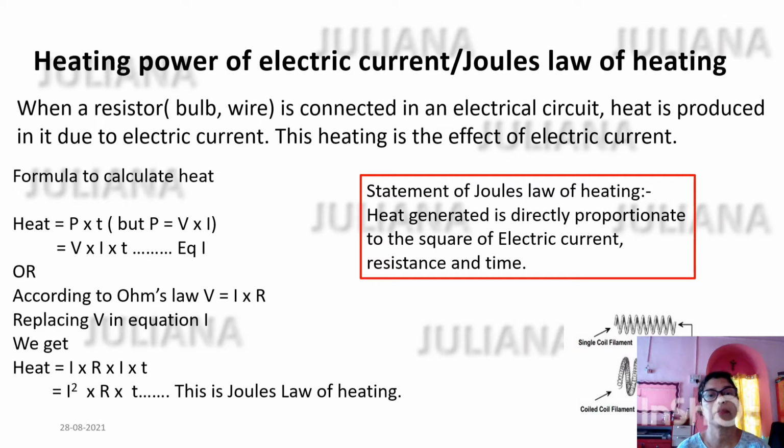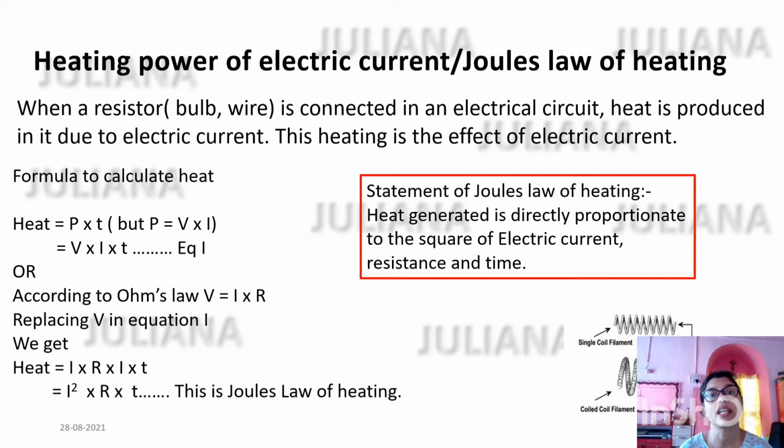Okay, so before we understand that, let us understand this heating power of electric current was noticed by Joule, and therefore it's called as the Joule's law of heating. So let's understand this Joule's law of heating first. Now we know that when a resistor, it could be a bulb, it can be a wire, it can be a coil of conducting wire, when it is connected in an electrical circuit, heat is produced. It gets heated up due to the electric current. Okay, this is the heating effect of electric current.